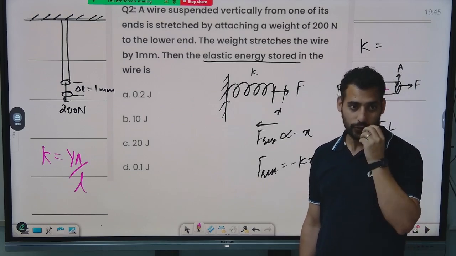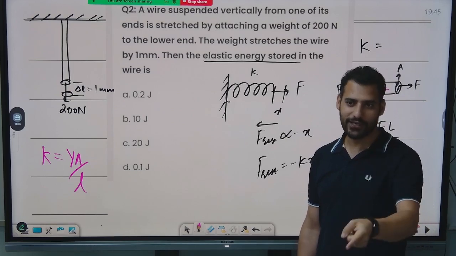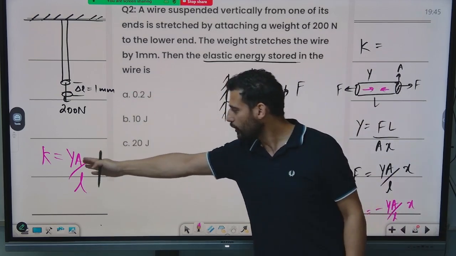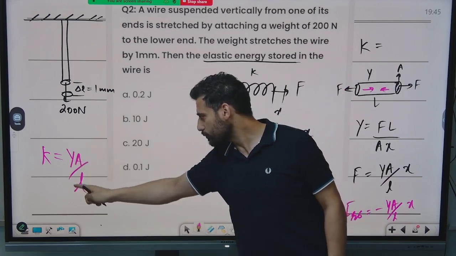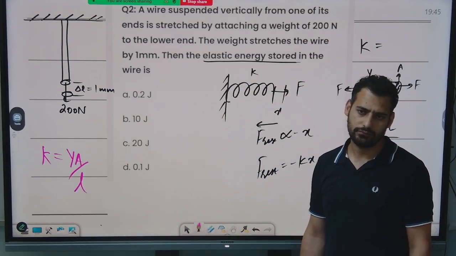Is it fine? Can anyone tell me what was the elastic energy of a spring? Half kx square. Apply the same concept. Half kx square. X is given. You have to find k. For that you need Young's modulus, you need area, you need length, right? That's it. Is it clear?